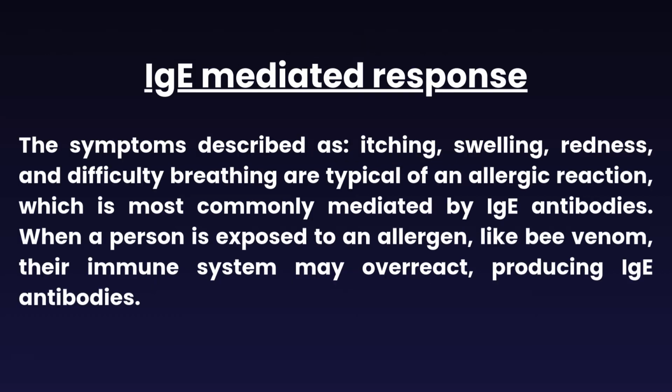The symptoms described as itching, swelling, redness, and difficulty breathing are typical of an allergic reaction, which is most commonly mediated by IgE antibodies. When a person is exposed to an allergen, like bee venom, their immune system may overreact, producing IgE antibodies.